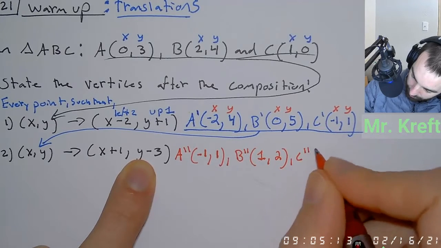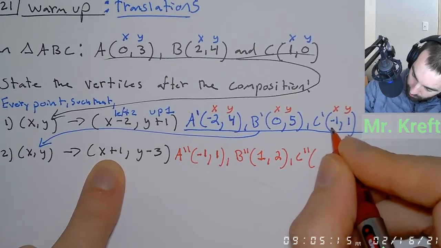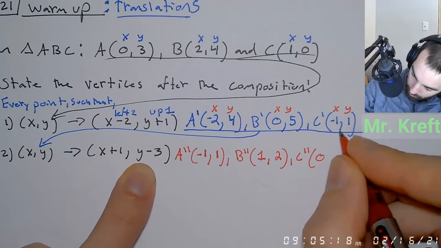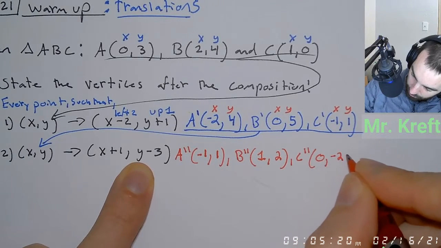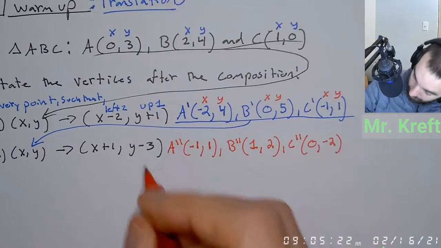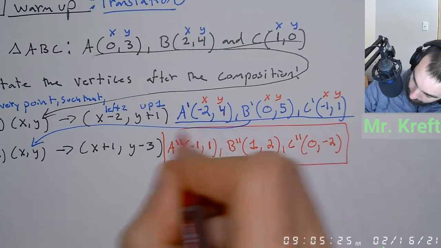And then I have c double prime. So for c double prime, I'm going to have negative 1 plus 1, that's 0. I'm going to have 1 minus 3, that's negative 2. Okay, and then this is my final answer.